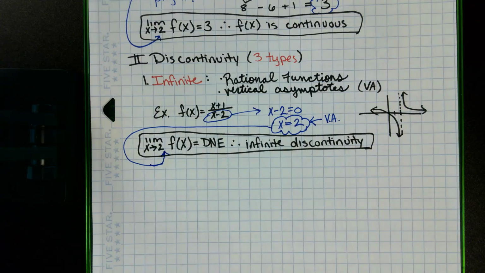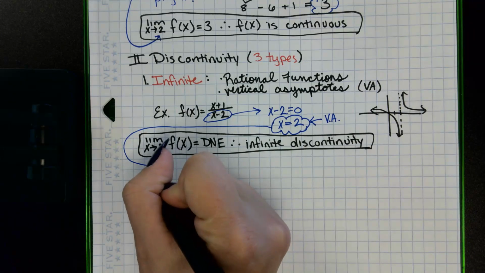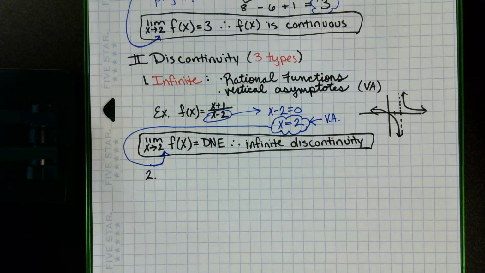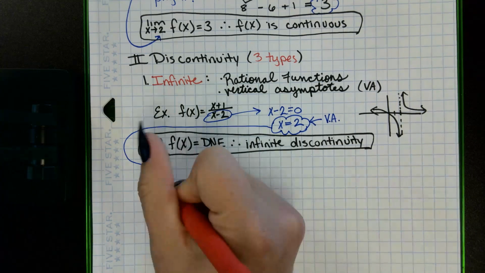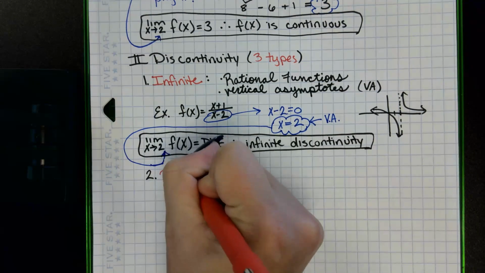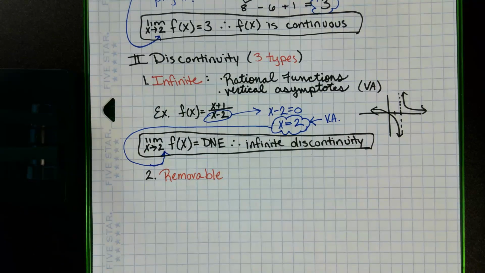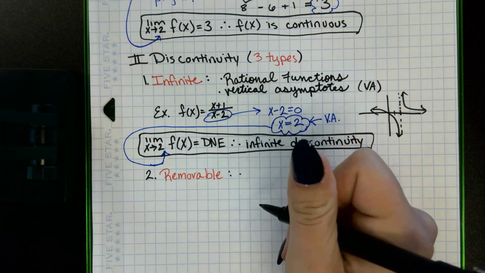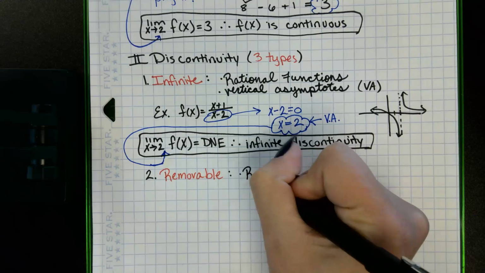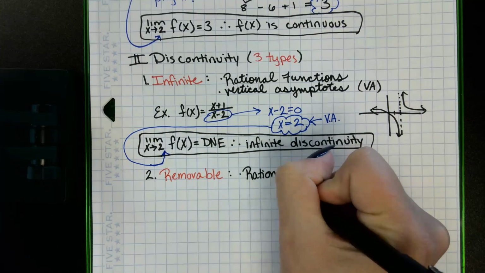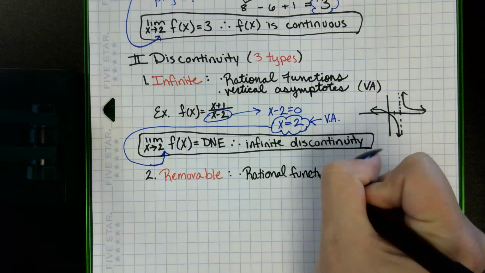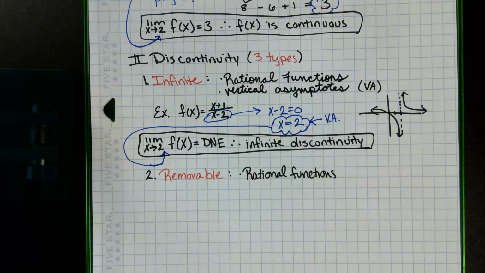Okay, so then the second type will be a removable discontinuity. A removable discontinuity, you have a removable when you have rational functions with common factors canceled out.